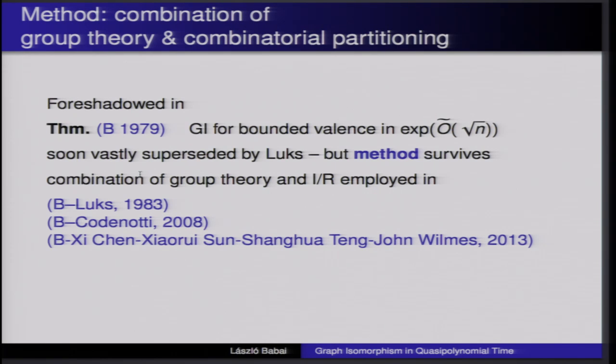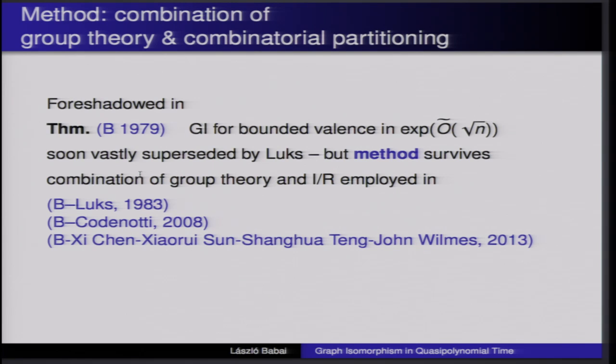So the method of choice really is a combination of group theory and combinatorics. So we don't throw out those methods. The individualization-refinement is a central part of this algorithm, but it is combined with group theory, and then it becomes a very powerful tool. Actually, this kind of combination was already foreshadowed also in my 1979 paper, where I proved that graph isomorphism for bounded valence is in time exponential in square root of n.